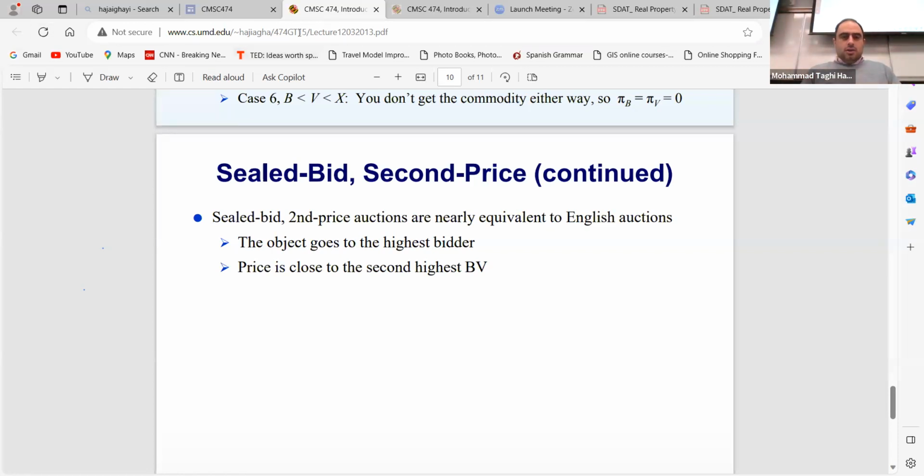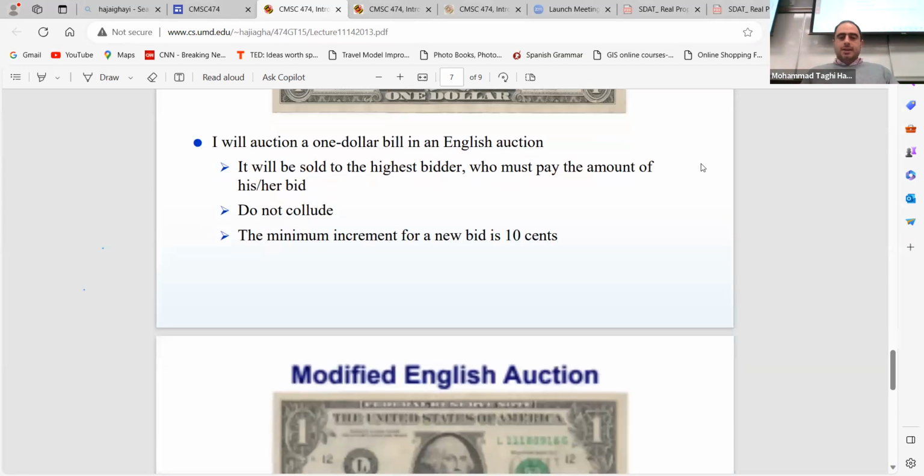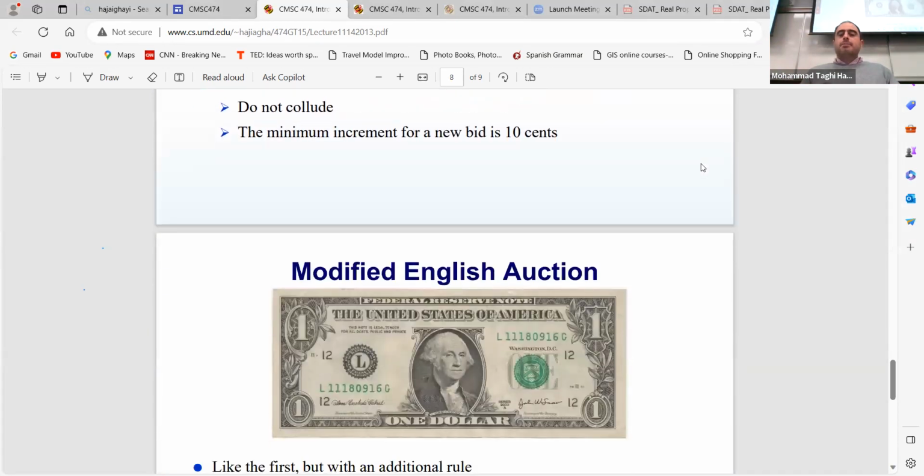Good. So let me go to this one. I want to do two types of auctions in the class, and then I want to finish with some real world things about this. Let's do an English auction first, and then I will run a modified English auction.